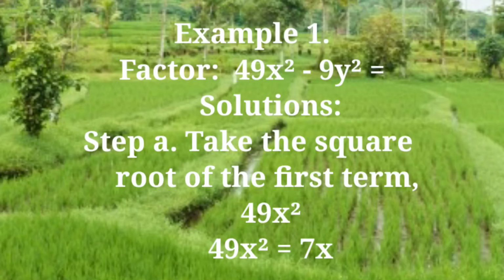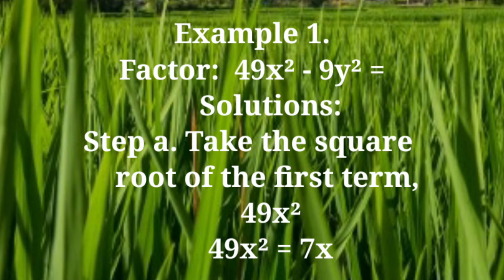Example number 1. Factor 49x squared minus 9y squared. Solution. Step A. Take the square root of the first term, 49x squared. The square root of 49x squared equals 7x.